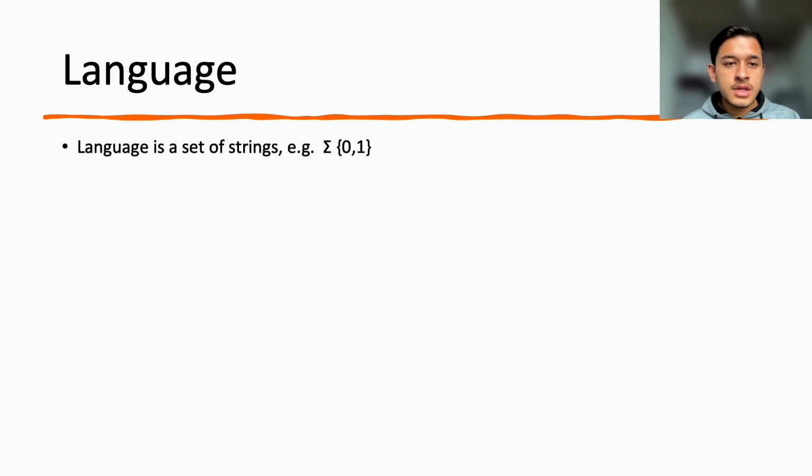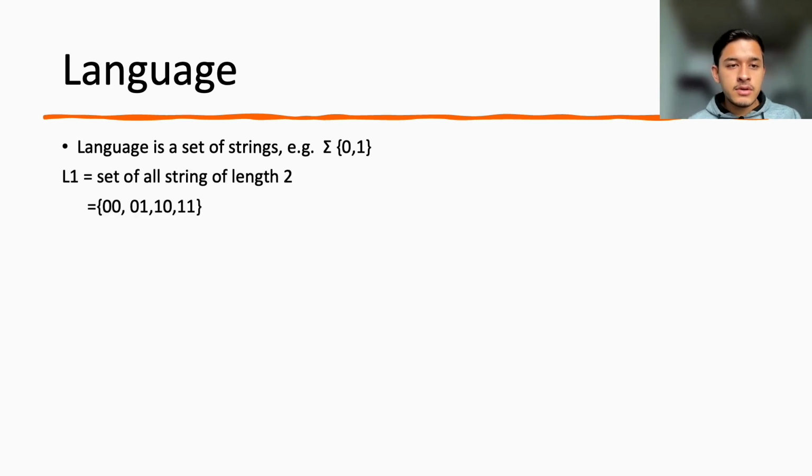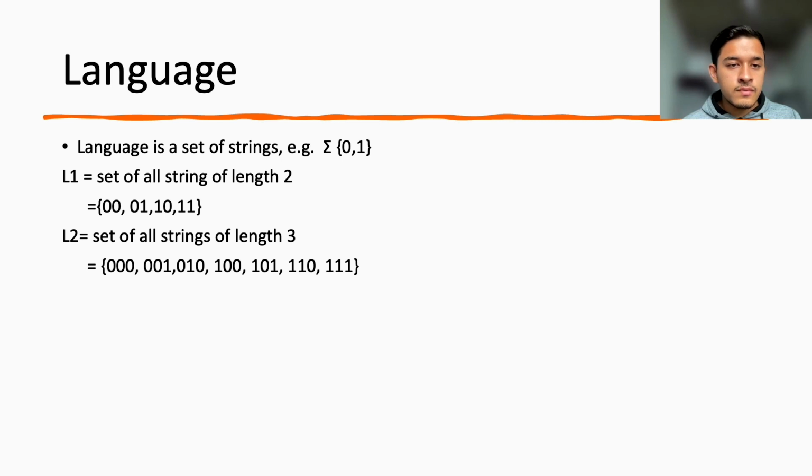Let us take an example. The first example is L1, which is the set of all strings of length 2. Here 00 has length 2, 01 has length 2 and so on. Let's take another language L2. Here we are taking the set of all strings of length 3. So 000 is an element of length 3 and so on.